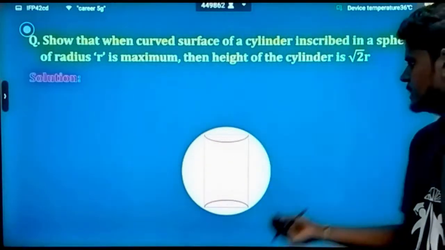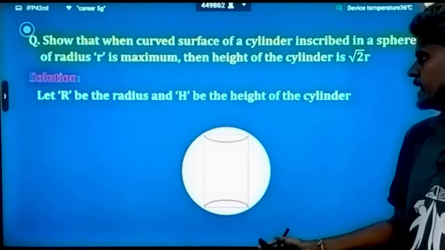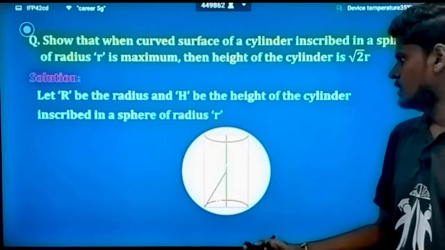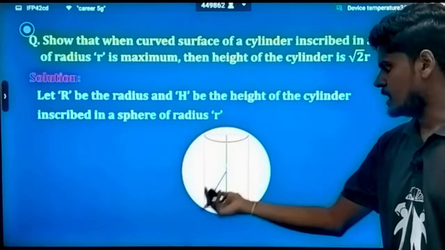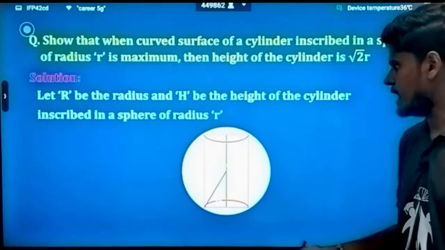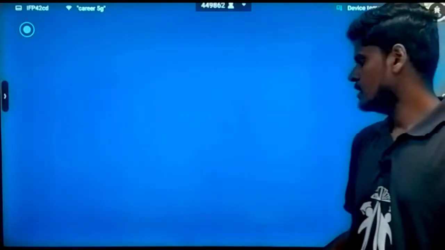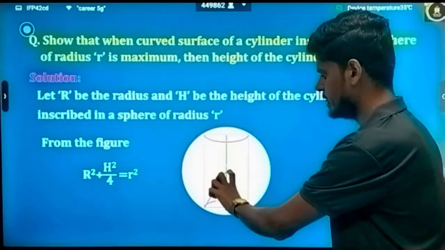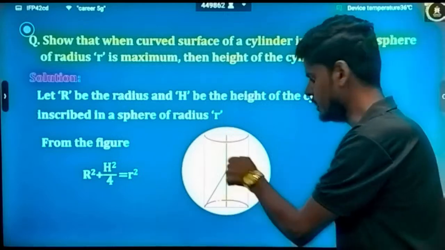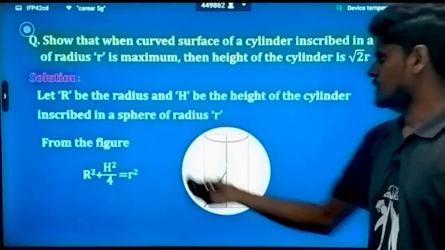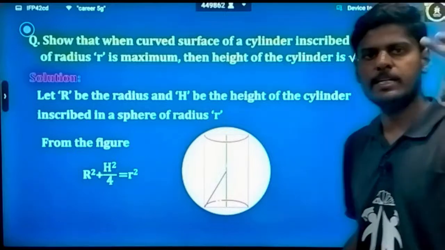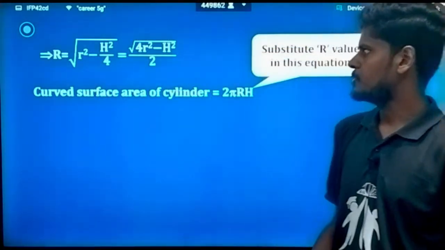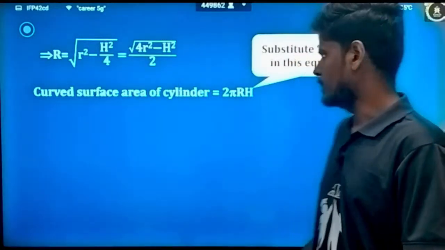Cylinder is there and it is inscribed inside a sphere, and sphere radius is smaller. Let this be axis of this. So this is small r, and let this radius of cylinder be capital R and height be capital H. The relation is capital R square plus capital H square by 4, that is h by 2 square equal to small r square. This is our condition. Use this condition to write in single variable. So we get this root of 4r square minus h square by 2 is equal to capital R.